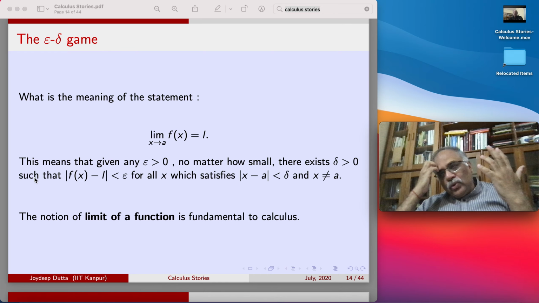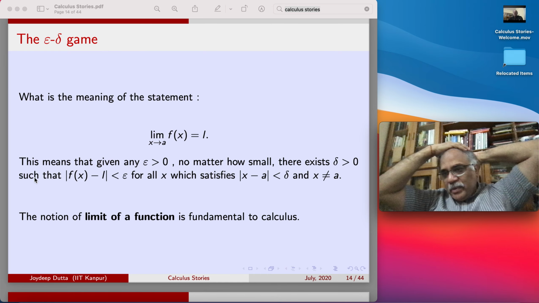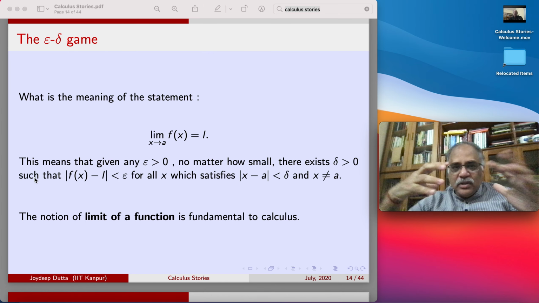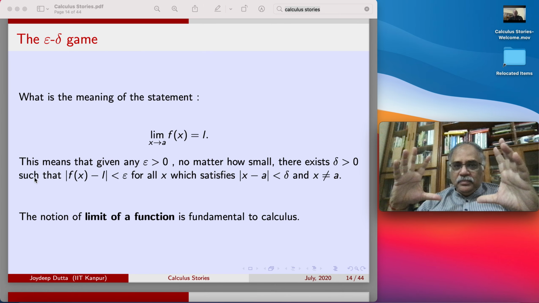So what does it say? Don't get into the epsilon-delta. I have to keep it in my mind, I have to just mug up this thing. Don't have to mug up.